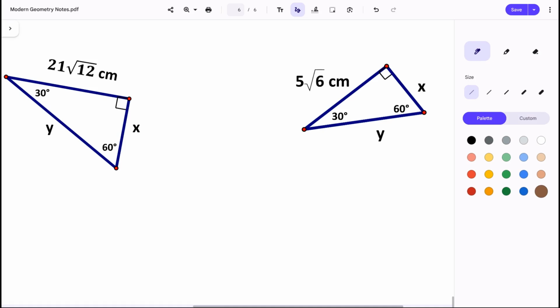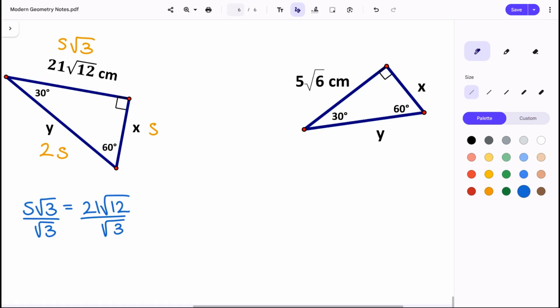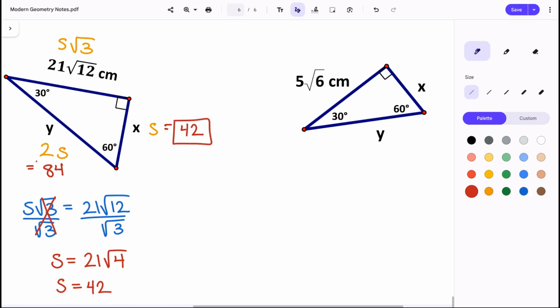Okay, I'm going to start walking through these ones here. So I first would have labeled s square root of 3, 2s. So in this one, you have s square root of 3, and you're setting that equal to the 21 square root of 12. If you divide by the square root of 3 on both sides, they cancel off here. You can take the 12 divided by 3 and get 4. What is the square root of 4, though? A 2. So you're going to take 21 times 2, which is 42. So this side is 42, and then you double it for the y, and you get 84. So those would be your two missing sides.